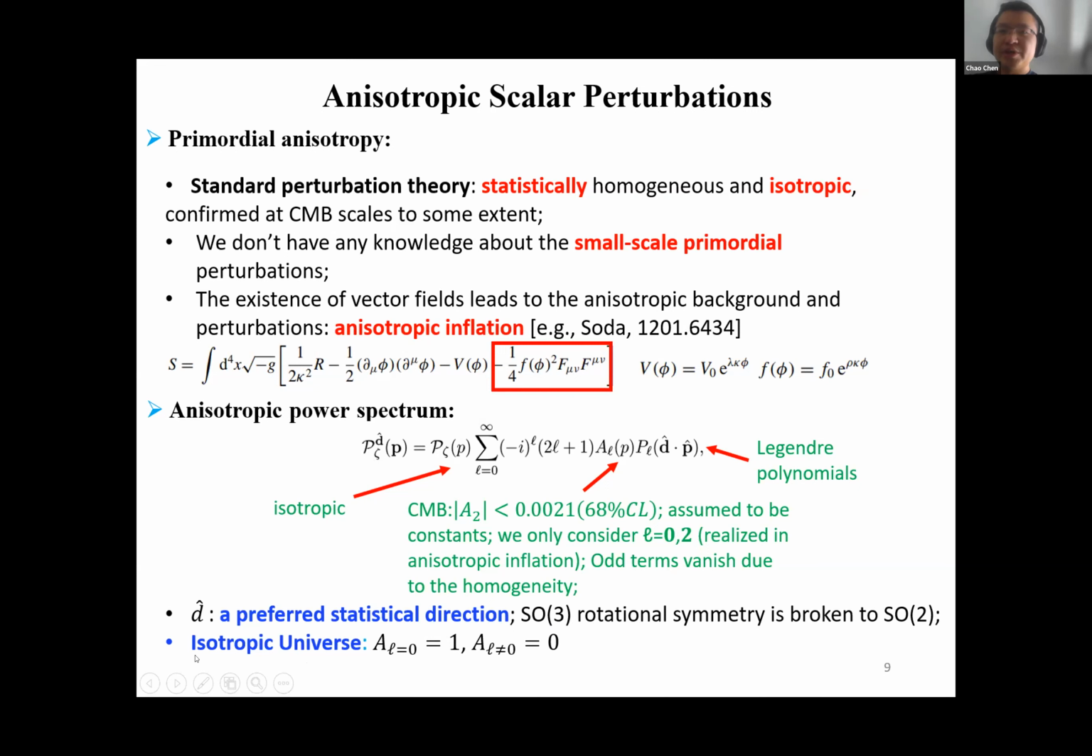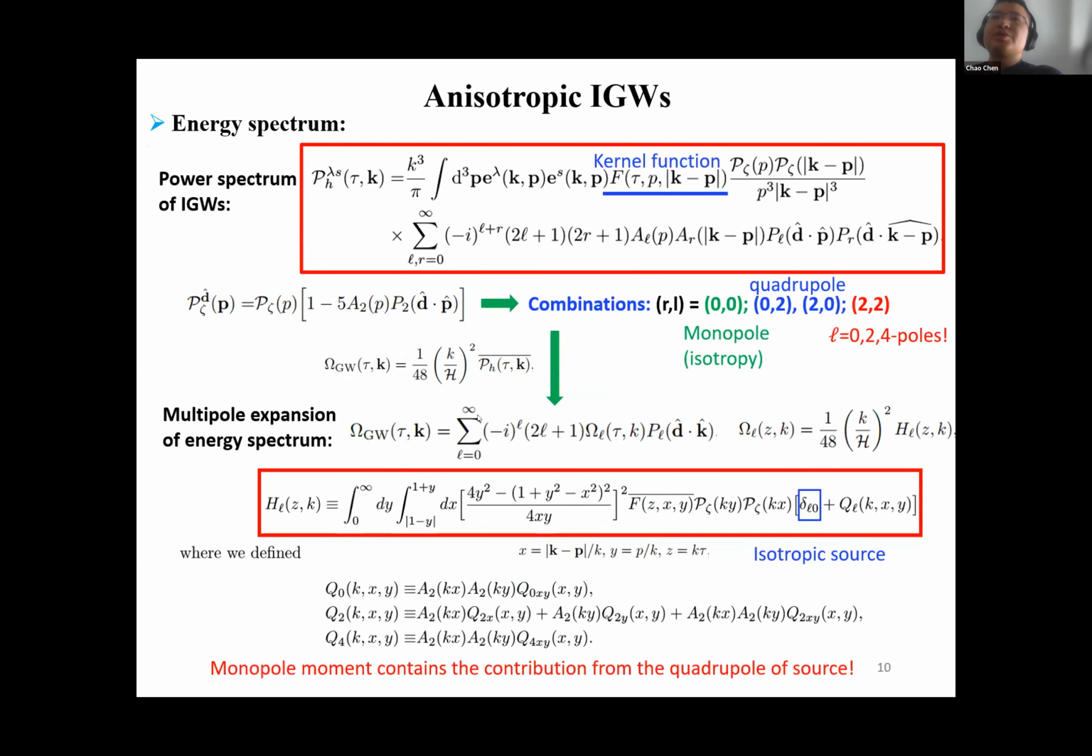For the normal case, the isotropic universe, the monopole is equal to 1, and the other terms are zeros. Following the previous treatment, we can get the power spectrum for induced gravitational waves in terms of the multipole expansion of the source. Here we have the kernel function, which comes from the source, we have the power spectrum of the source, and we have the combination of two Legendre polynomials, two series of them.